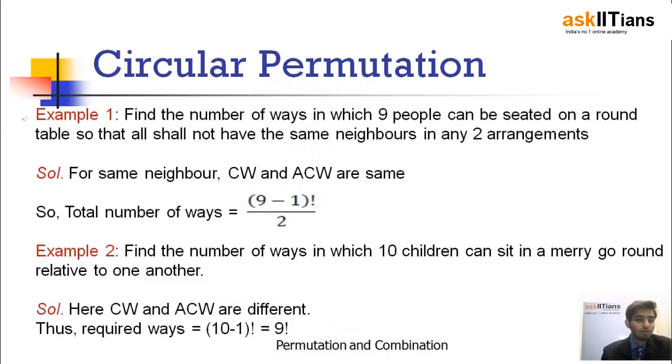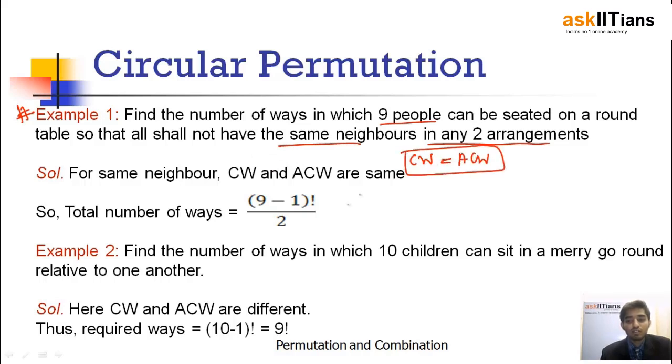Okay, let us see an example of this. Find the number of ways in which 9 people can be seated on a round table so that all shall not have the same neighbor in any two arrangements. So all should not have the same neighbors. Here we will ignore the distinction between anti-clockwise and clockwise, so we will take clockwise equal to anti-clockwise. Each case will be repeated twice, so we will divide it by 2.